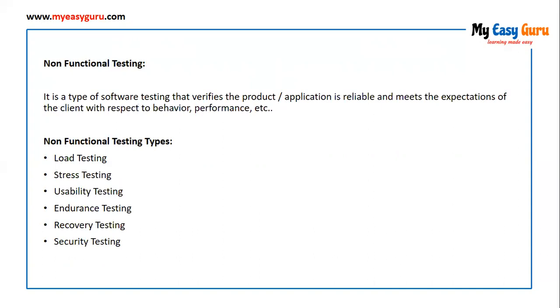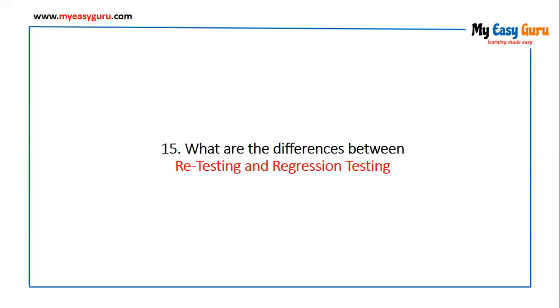Now let's see what is non-functional testing. It is a type of software testing that verifies the product or application is reliable and meets the expectations of the client with respect to behavior, performance, etc. Non-functional testing types are load testing, stress testing, usability testing, endurance testing, recovery testing, and security testing. The next question, what are the differences between retesting and regression testing?